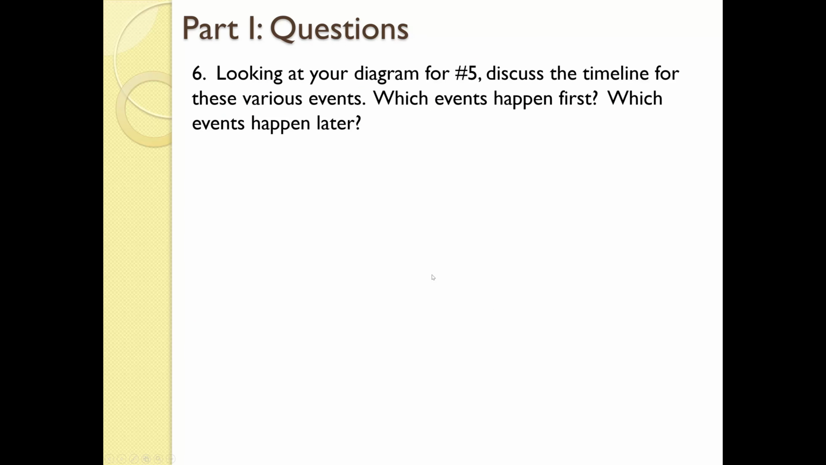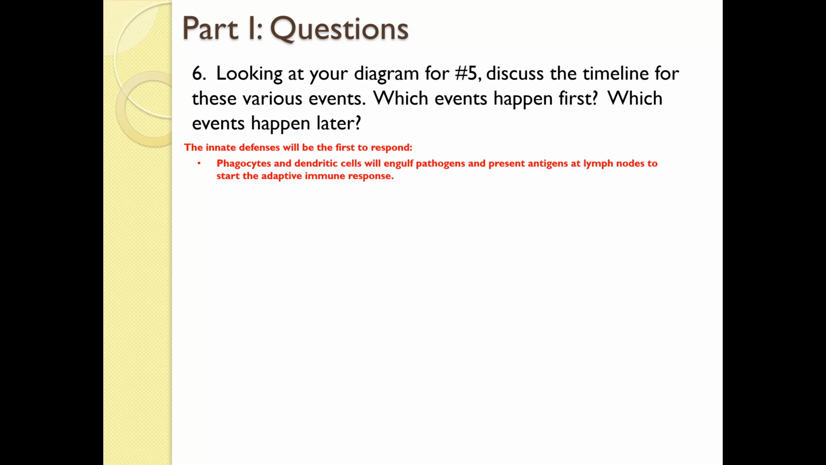Number 6, looking at your diagram for number 5, discuss the timeline for these various events. Which events happen first? Which events happen later? So the innate defenses are going to be the first to respond to an infection. The phagocytes and dendritic cells will engulf pathogens and present antigens at lymph nodes, which will be the start of the adaptive immune response. But then the adaptive immune response also requires multiple rounds of cell division. So in the meantime, we continue with our innate defenses.